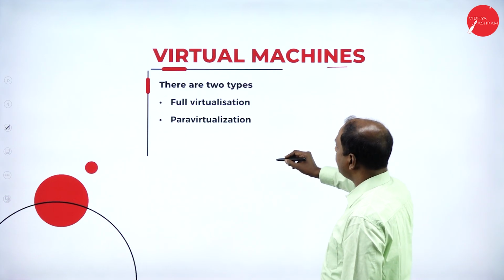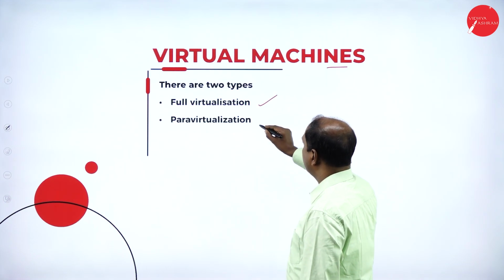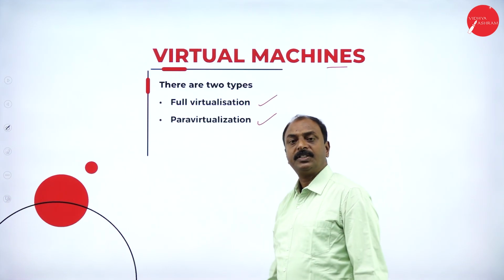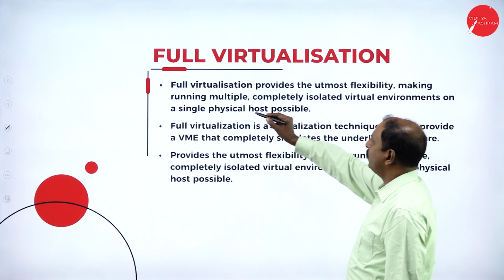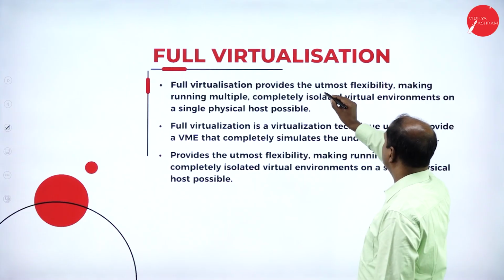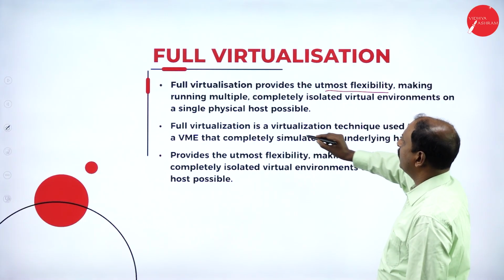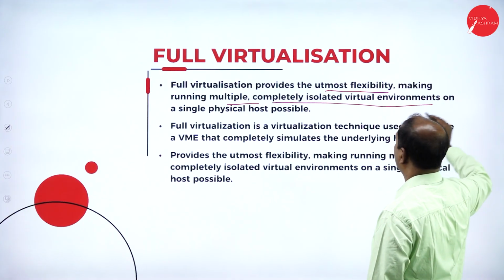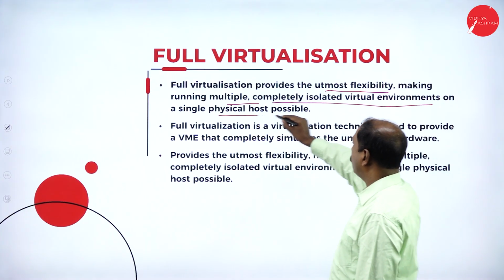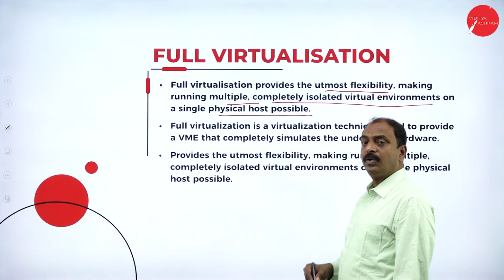There are two types. One is full virtualization, the second one is para virtualization. Now, what is full virtualization? Full virtualization provides the utmost flexibility, making it possible to run multiple completely isolated virtual environments on a single physical host. So what is full virtualization?